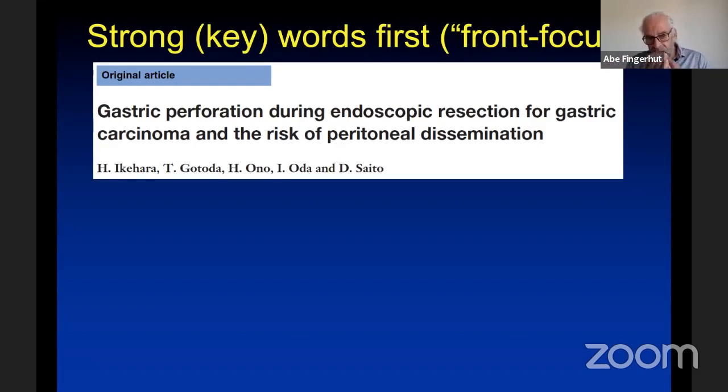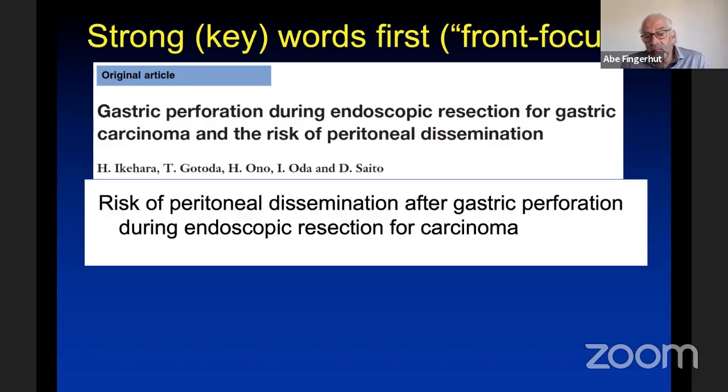And in the title, I should understand that the authors want to talk about the risk of peritoneal dissemination arising from gastric perforation. Yes, we know how it happens, the endoscopic resection. We know that it's for gastric cancer. But the main objective of this article is going to be the perforation.